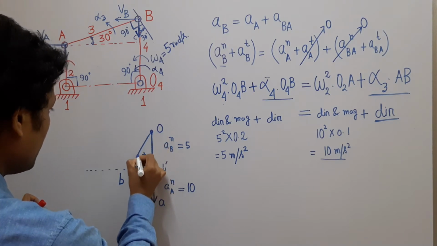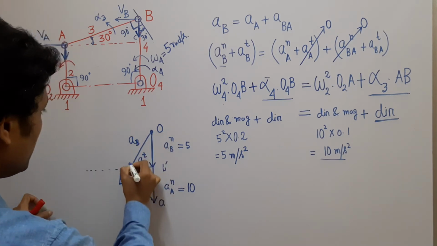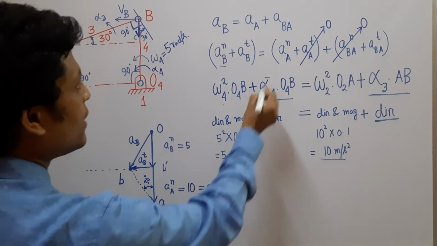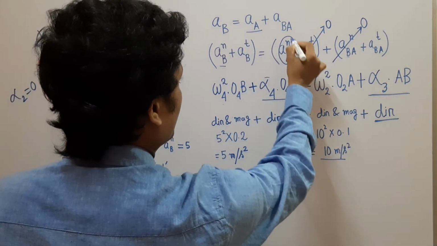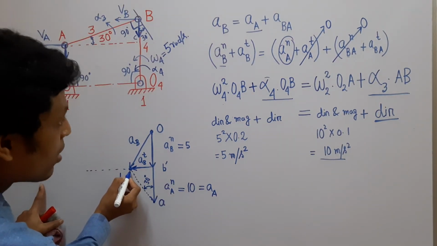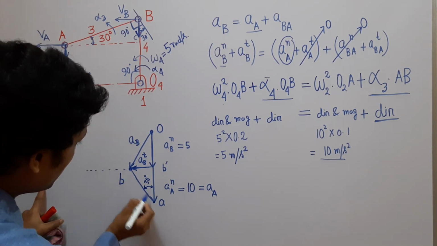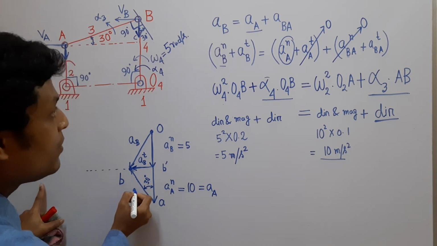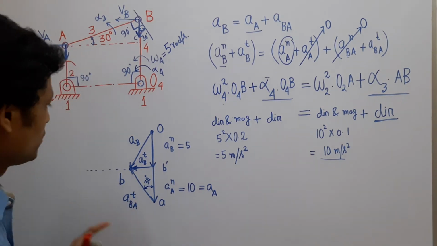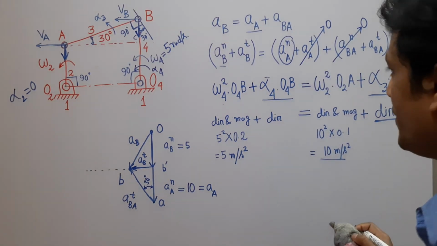So what is vector OB? It represents AB, the total AB. This is total AA. AA is nothing but total, because it has only one component, AAN. AAT is 0. And what is this vector? AB is nothing but ABA. So our acceleration diagram has been completed.